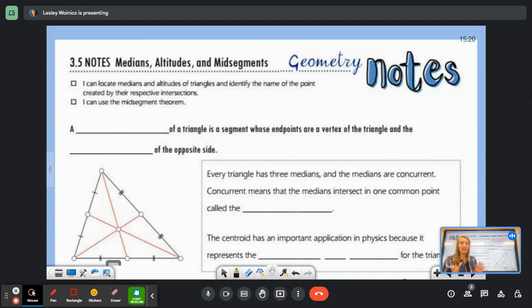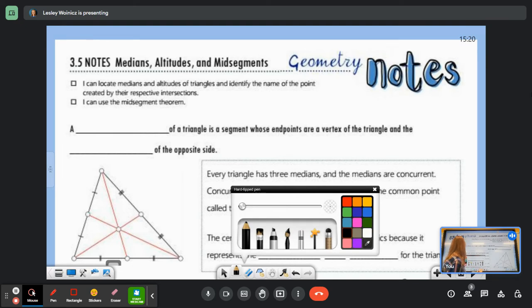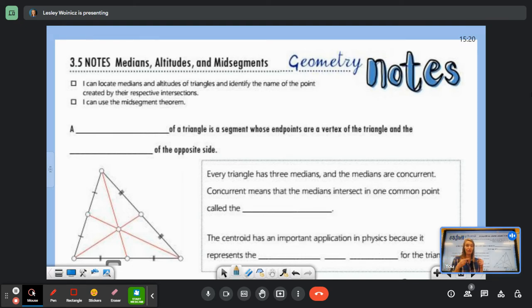Today we're going to be talking about medians, altitudes, and mid-segments. These are all pretty easy, guys, but the thing is, they're also really easy to get confused, like which ones are which. So you're going to want to pay attention to what you're doing and make sure you don't confuse them. Okay, so the first one we are going to talk about is a median.